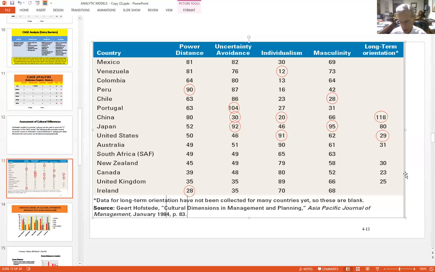Now, it seems that our government's doing a really good job dealing with this crisis today. So I may be incorrect. But when I look at that low score on long-term orientation, and I believe it to be fairly reasonable, then that causes me some concern.